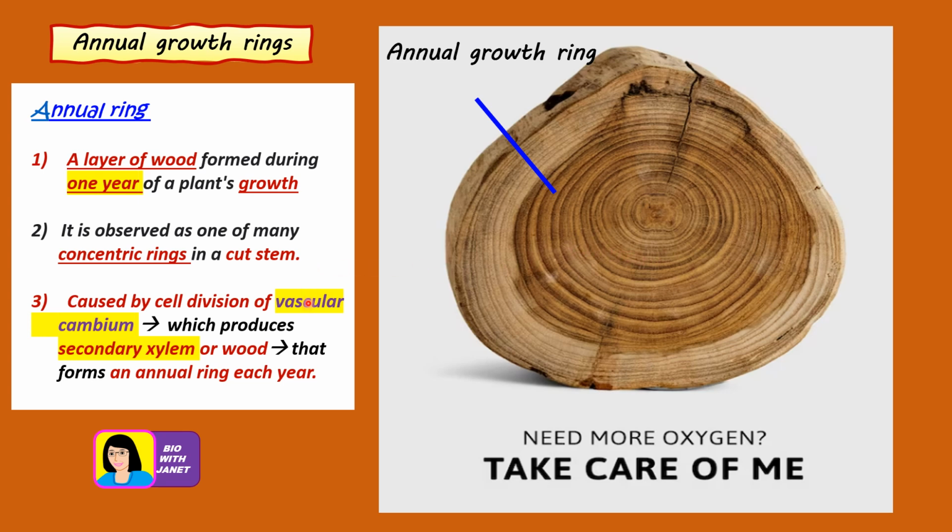So an annual ring is caused by cell division of vascular cambium, not cork cambium, vascular cambium, which produces the secondary xylem of wood, and that forms annual rings. Year by year, it forms annual rings. 1 year, one annual ring. Let's find out more about the annual rings.